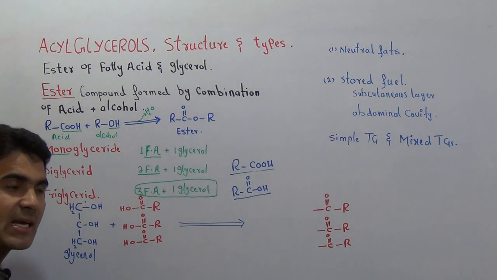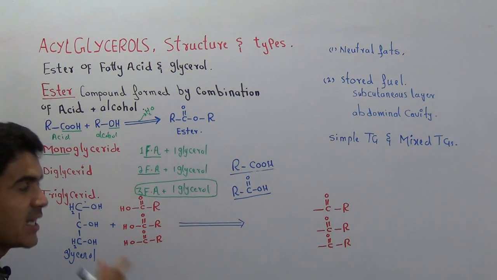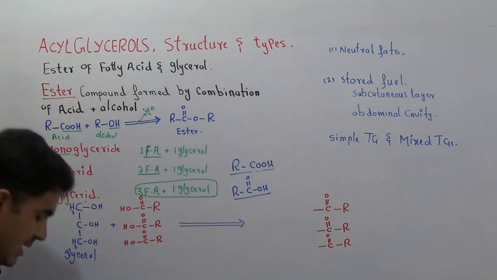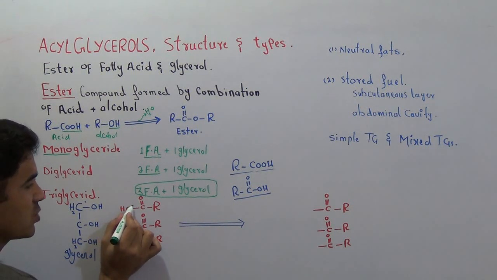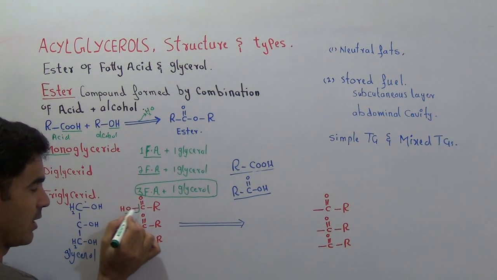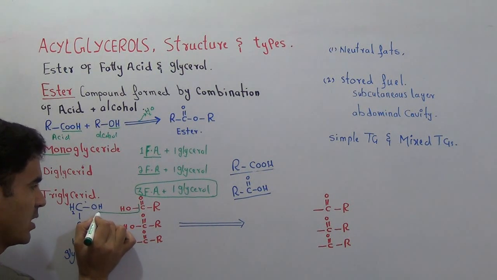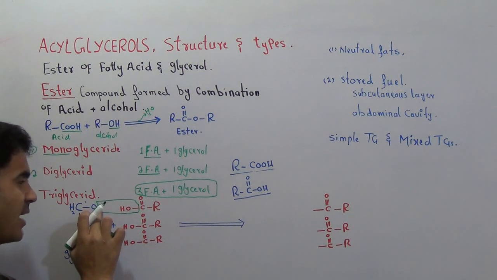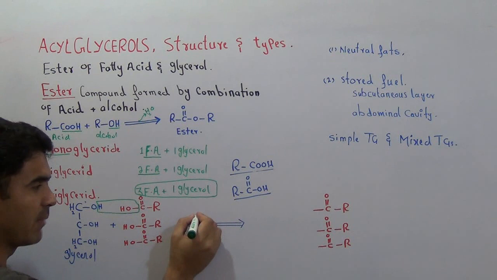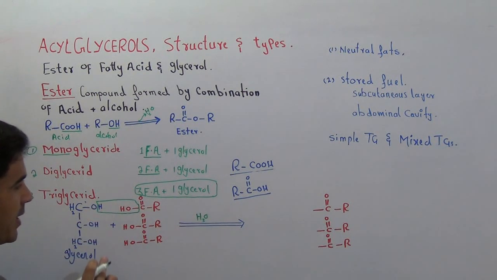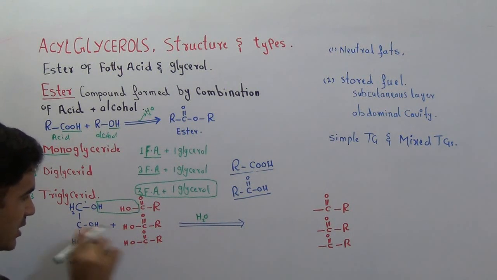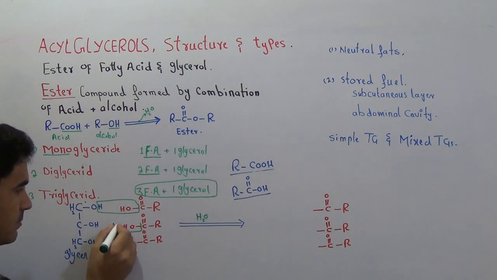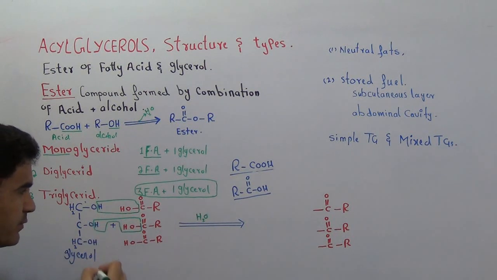In order to make an ester bond, we need to remove one OH completely, and from the other side only a single hydrogen. Means here, this OH will be removed along with its bond completely, and here from this OH only the hydrogen will be removed. So this OH along with its bond and this hydrogen will combine to give us one H2O molecule. And then here we have OH, and here we have OH. This OH will be completely removed from the fatty acid side, and here only the hydrogen will be removed.